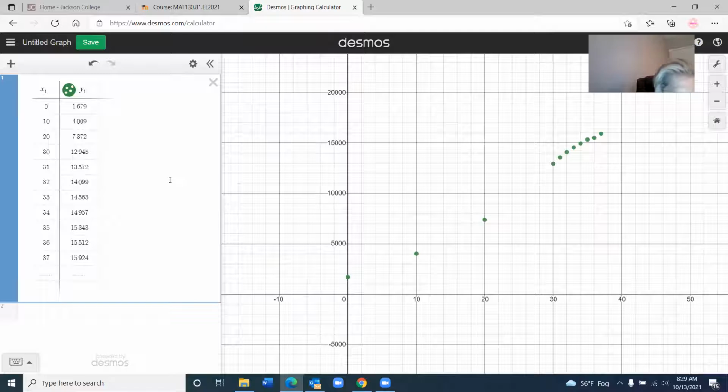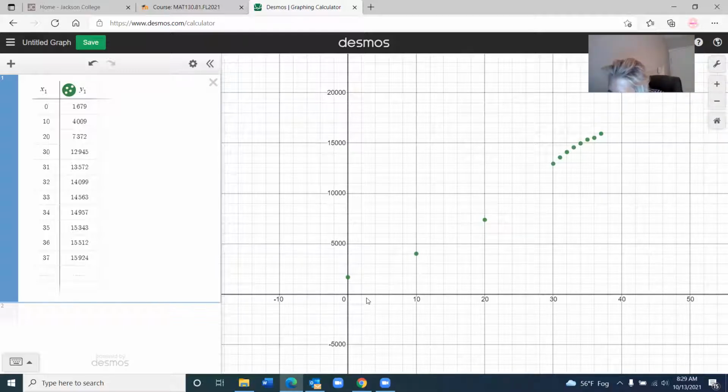So always just check to make sure you have your data in correctly. 13,572, 14,199. Okay, I'm just making sure I do as well.